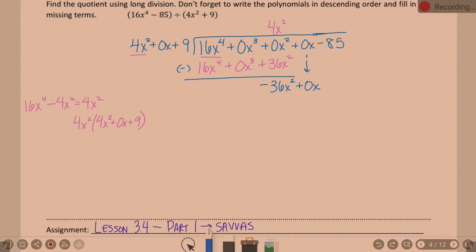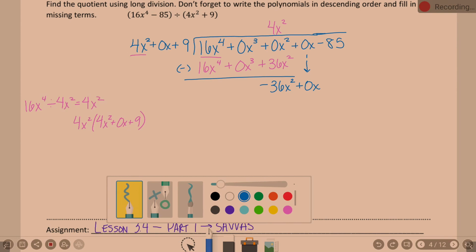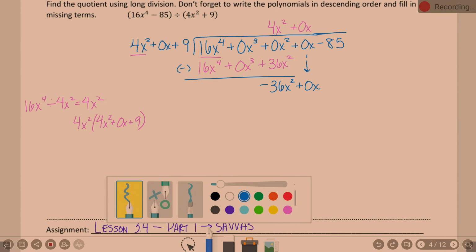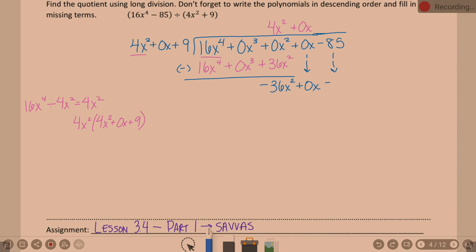Technically, what's going to go right up here? We can't do anything right now, so if you want to keep everything in order, you don't have to put it in your answer, but you can think about putting a 0x up there. We don't have the right term, so there's a 0 placeholder. And then go ahead and bring down the minus 85. Now, can I do 3 terms into 3 terms? Yes.